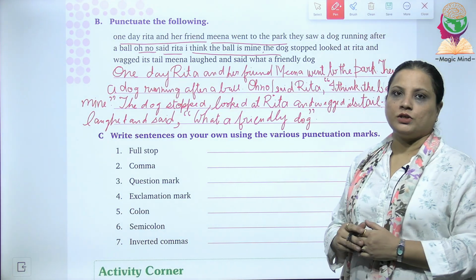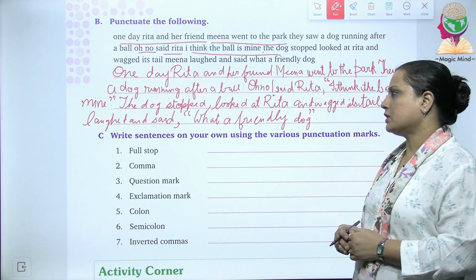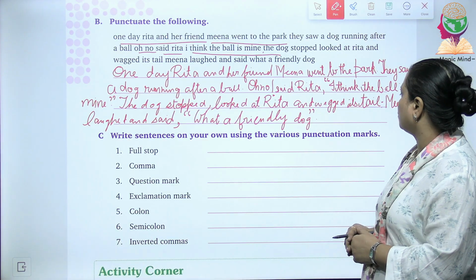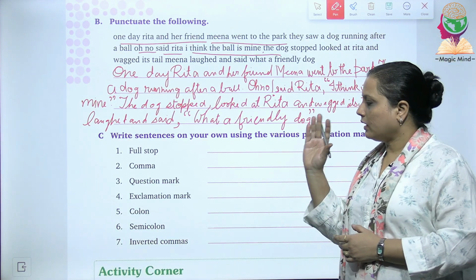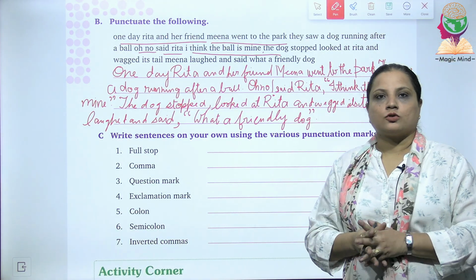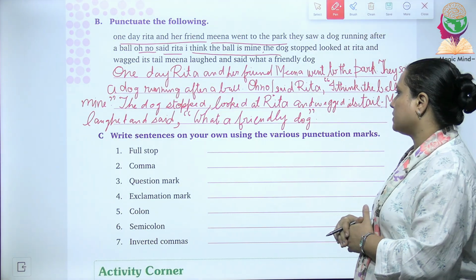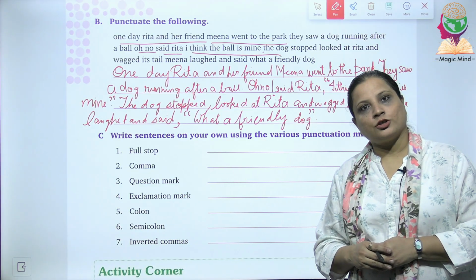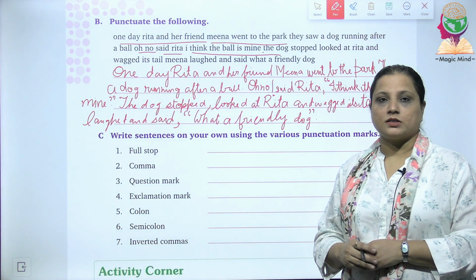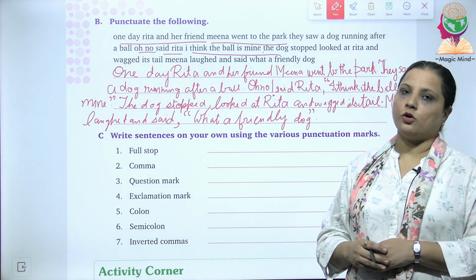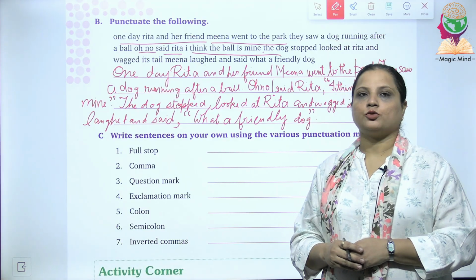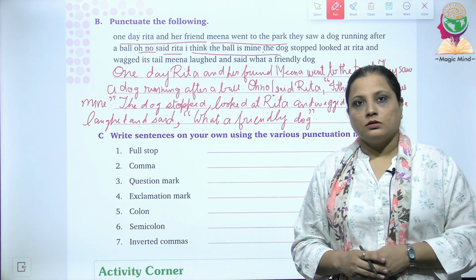So let's now move to the C question, that is, write sentences on your own using the various punctuation marks. You have to make sentences on your own using all these punctuation marks. And this question is actually now for your practice. You will do this question on your own. I hope you have now understood how punctuation marks are used.